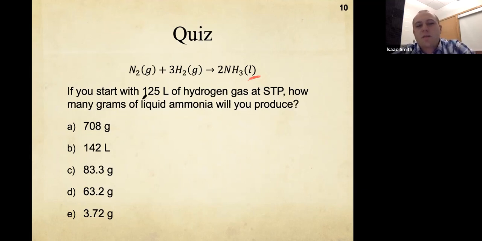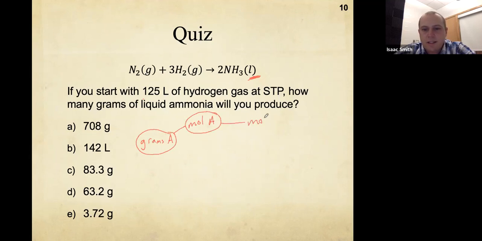So in this question, it's saying we start with 120 liters of hydrogen gas. How many grams of liquid ammonia will you produce? Okay, so I'm going to start by just drawing out maybe a portion of the little map that I like to use. So usually what we've seen so far basically is grams of A to moles of A over to moles of B and grams of B. That's all we've really had to deal with so far.